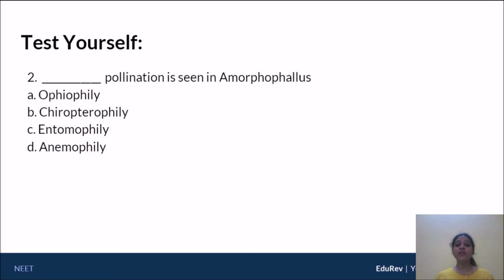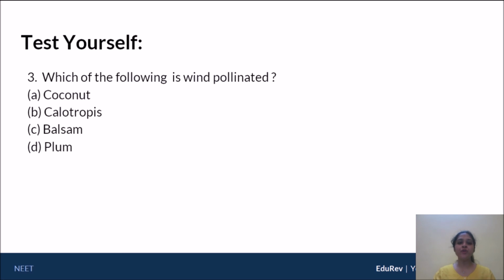Next, dash pollination is seen in case of Anemophilus. Now, Anemophilus has the presence of Entomophily. Okay, so the answer here is C. So let us continue with the next MCQ. Which of the following is wind pollinated? Option A, coconut; B, calotropis; C, balsam; and D, plum. Now, amongst all of this, we must remember that coconut belongs to the category of grasses, and therefore the answer here is option A, and that is coconut.